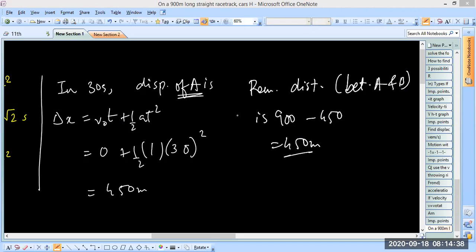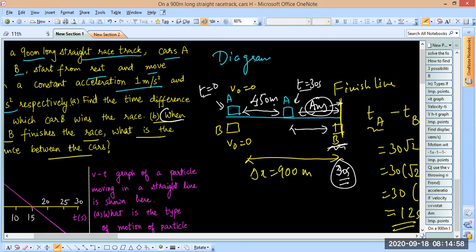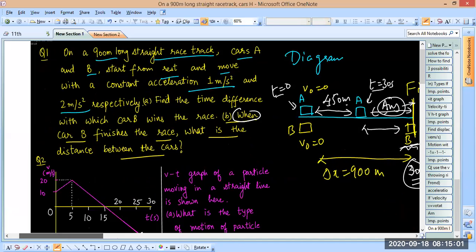Yes, Priyansh. Okay, so that's it. Clear? This is the proper method. Okay, good. Listen to this. Read the question carefully. The question is: when B finishes the race, what would be the time when B finishes the race?